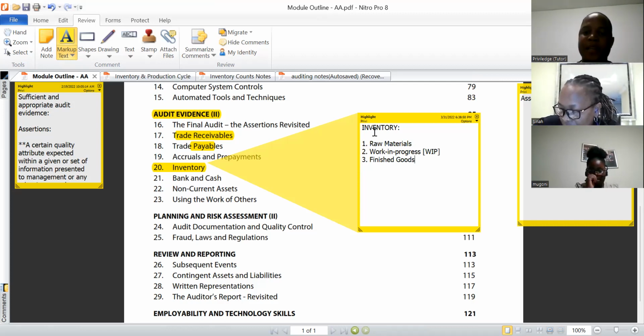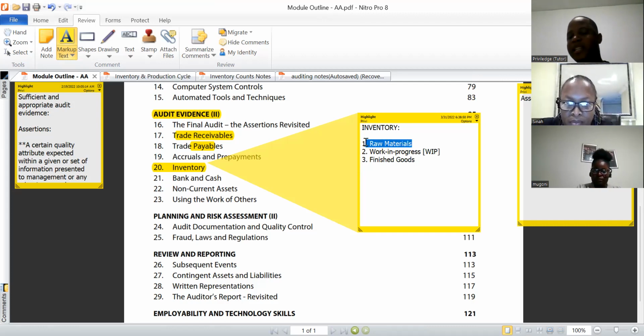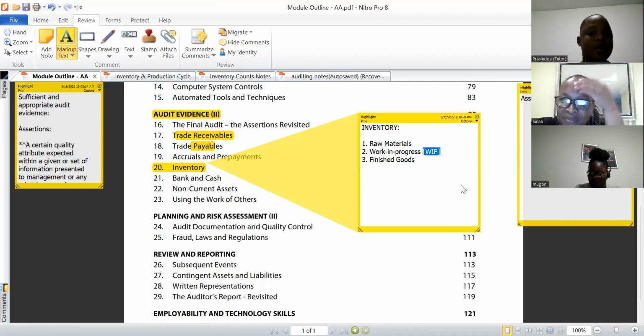So it can be in the form of raw materials, and these raw materials for production purposes would be assembled or manufactured. And in the process of manufacturing, there's a stage or a state in which a product is still undergoing development phase. We call that work in progress, right? From the work in progress state, you will observe the actual production process of the finished goods, which is what we intend to achieve at the end of the day.